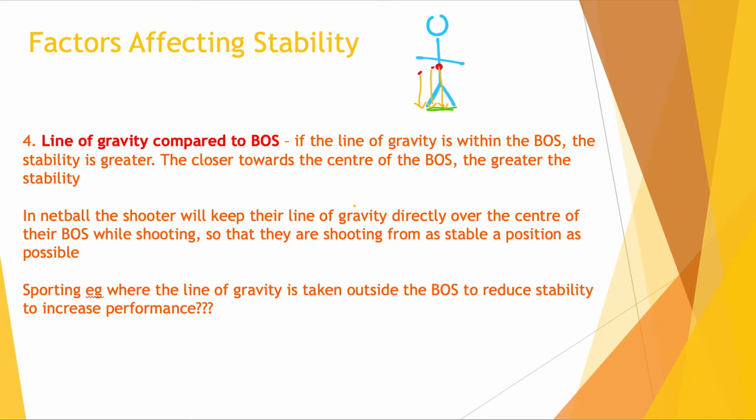So a netball shooter keeps their line of gravity directly over the centre of their base of support while shooting, so that they're shooting from as stable a position as possible. Can you think of a sporting example where the line of gravity is taken outside of the base of support to reduce stability and therefore increase performance?